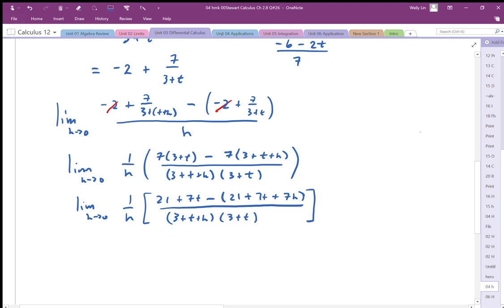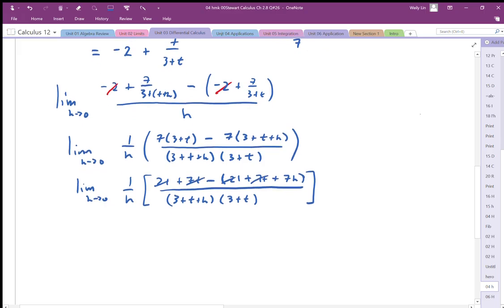These terms cancel out, and we're left with negative 7h. So we end up with the limit as h approaches 0 of negative 7h over h. The h's cancel out here and here, and then I can plug in h is 0, and I end up with 3 plus t times 3 plus t, or 3 plus t squared.